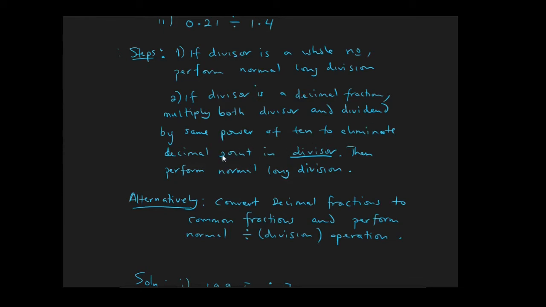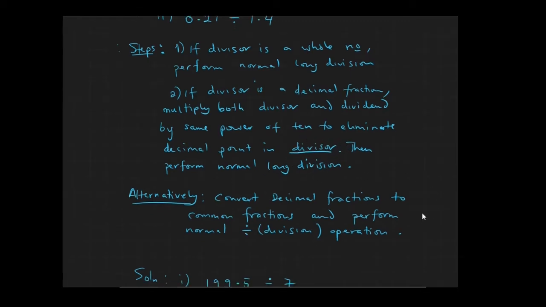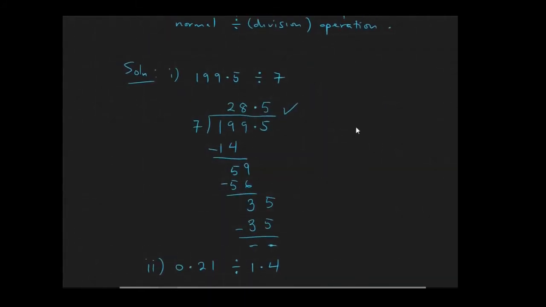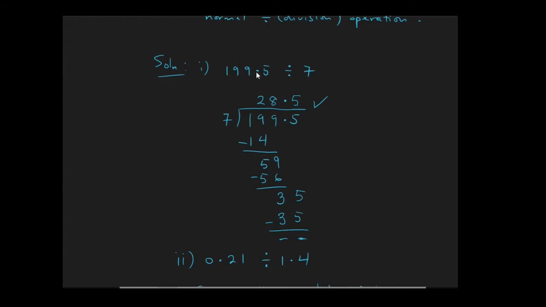And the goal is to eliminate the decimal point in the divisor alone. Then we can perform our normal long division. The other method is to convert decimal fractions to common fractions and then perform our normal division operation. We'll see both examples shortly. In the first one, we have 199.5 divided by 7. And since the divisor is a whole number on this one, we just perform the normal long division while making sure that we have aligned the decimal points in the dividend and the quotient, as we've seen in this example.